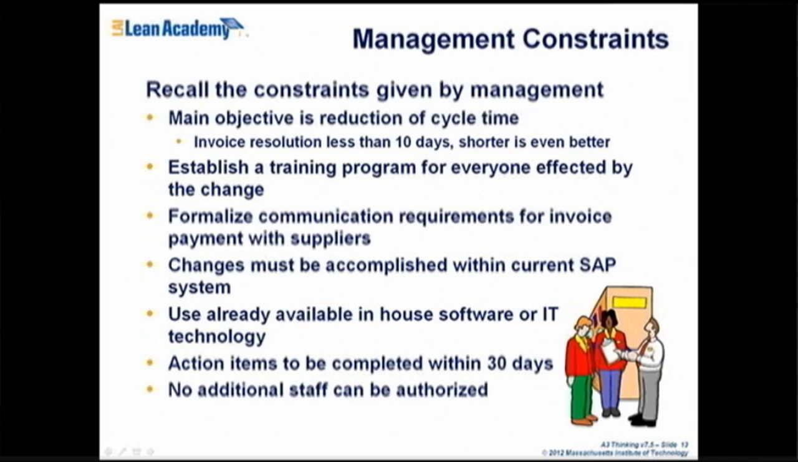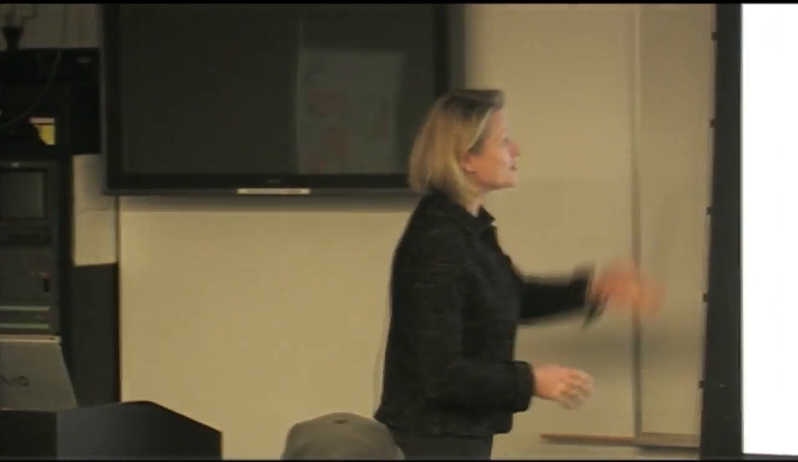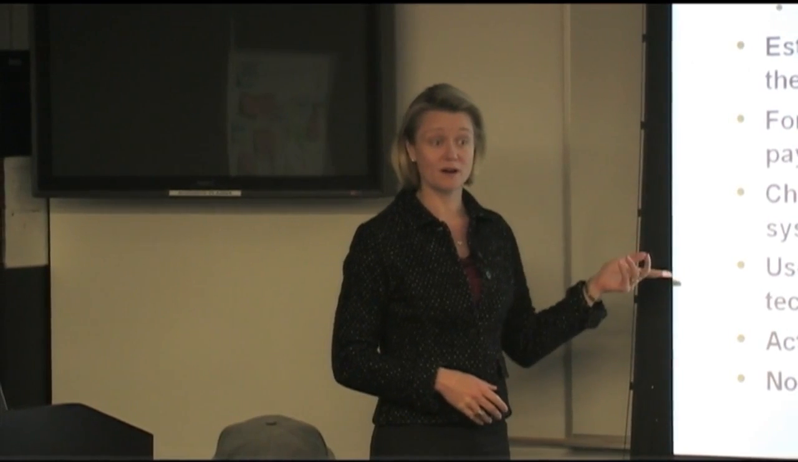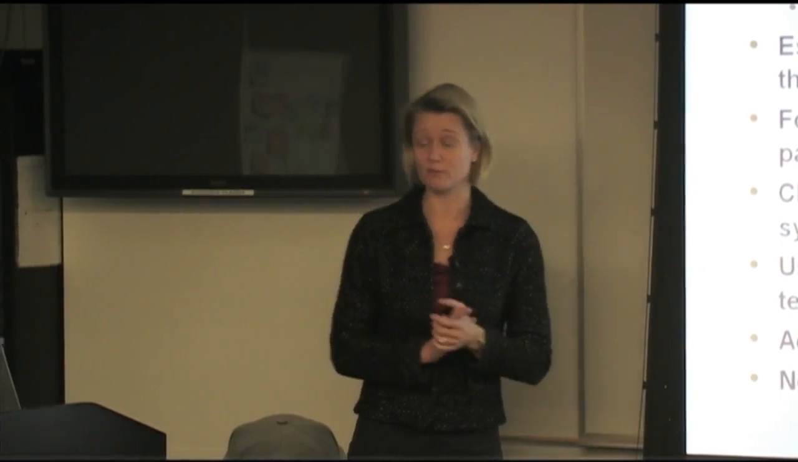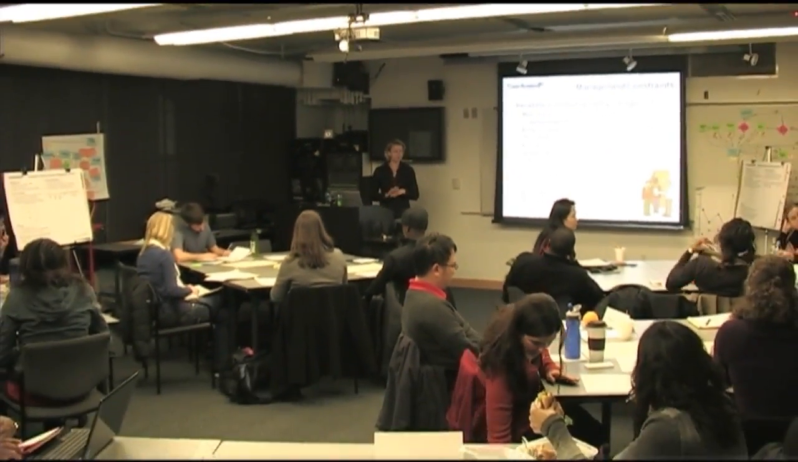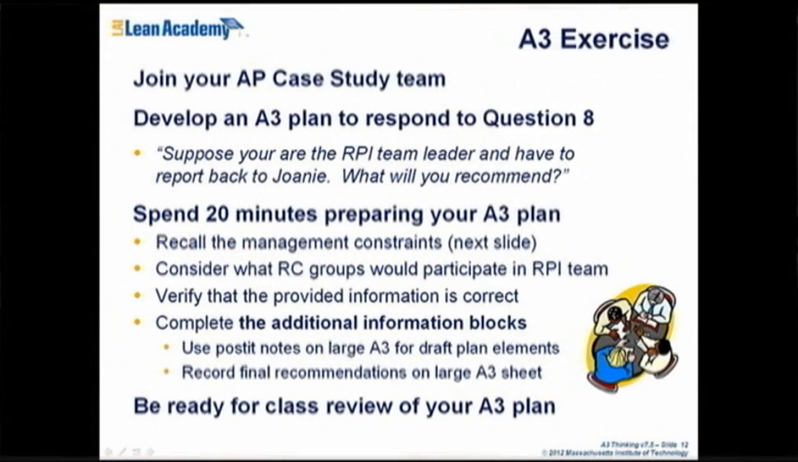Any action items that might be addressed in your A3 plan have to be completed within 30 days, and there can't be any additional staff. So an outcome of your A3 can't be, let's hire 5 new people. That wouldn't be acceptable. All right, so I'm going to leave the management constraints up here on the projector so you can see them as you're working through your problem-solving activities, and we'll ask each table to get started. We'll have the instructors in the class walking around to answer questions and help you through the process. All right, so take about 20 minutes, so I'll give you a 3-minute warning when we get to the end of that time period.